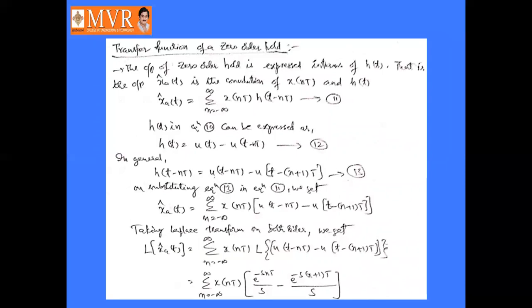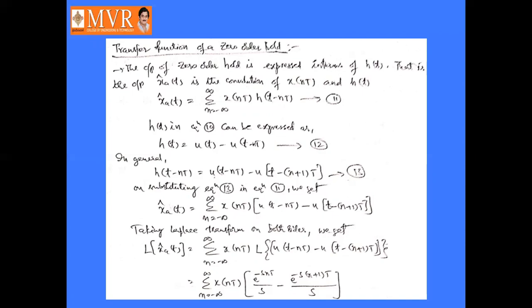Next we will see the transfer function of a zero order hold. Now we will see the output of the zero order hold. The output xa cap of t is the convolution of x of nT and h of t, where h of t is the impulse response. By convolving x of nT with h of t, we get the analog signal xa of t.